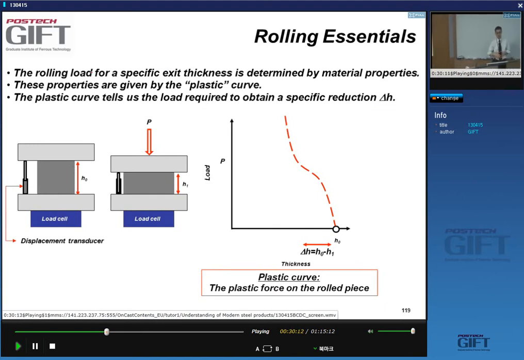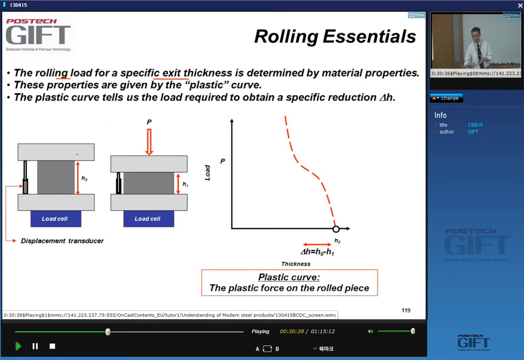Okay, so the rolling load for a specific exit thickness will be determined by the mill modulus and the material properties, and these are given by a plastic curve. Yeah? And the plastic curve basically tells us how much load is required to get a certain reduction. Okay?